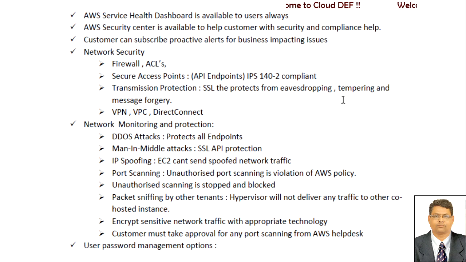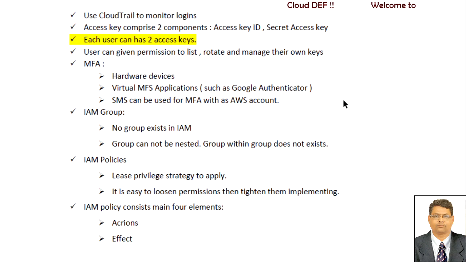User password management options. Use CloudTrail to monitor logins. Access keys comprise two components, access key ID and secret access key. Each user can have two access keys. Users can be given permission to list, rotate, and manage their own keys. MFA. Hardware devices. Virtual MFA applications, such as Google Authenticator. SMS can be used for MFA with an AWS account.